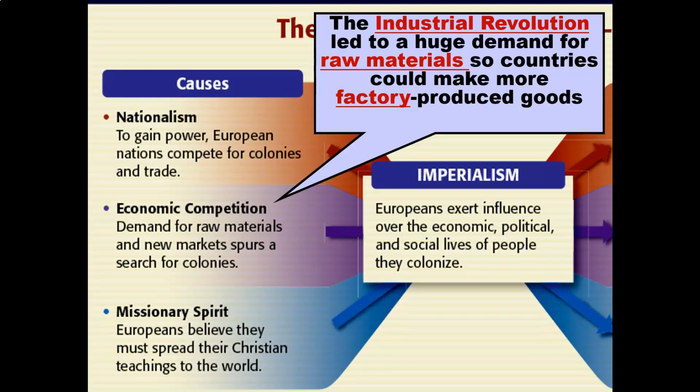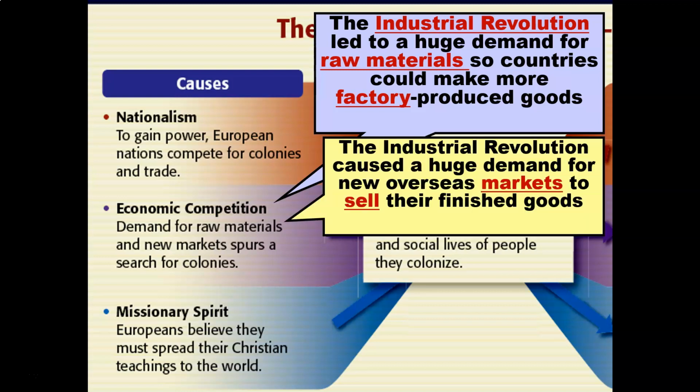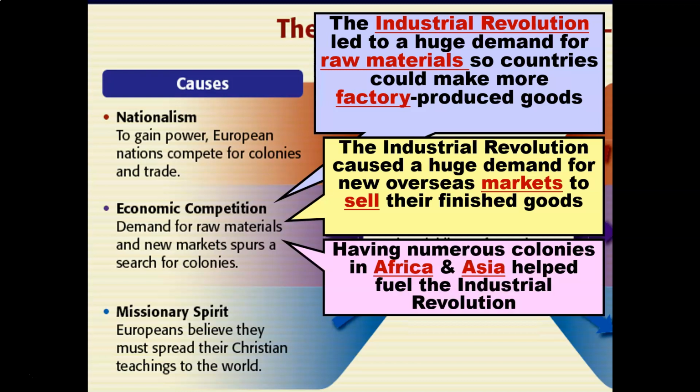There was also economic competition between European nations. The Industrial Revolution led to a huge demand for raw materials, so countries could make more factory-produced goods. The Industrial Revolution caused a huge demand for new overseas markets to sell their finished goods. And obviously, having numerous colonies in Africa and Asia helped fuel the Industrial Revolution like never before.